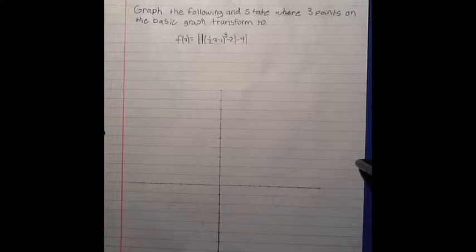Absolute value transformations. Graph the following and state where 3 points on the basic graph transform to. The equation is f of x equals absolute value of the absolute value of 1/2 x minus 1 cubed minus 2 minus 4.